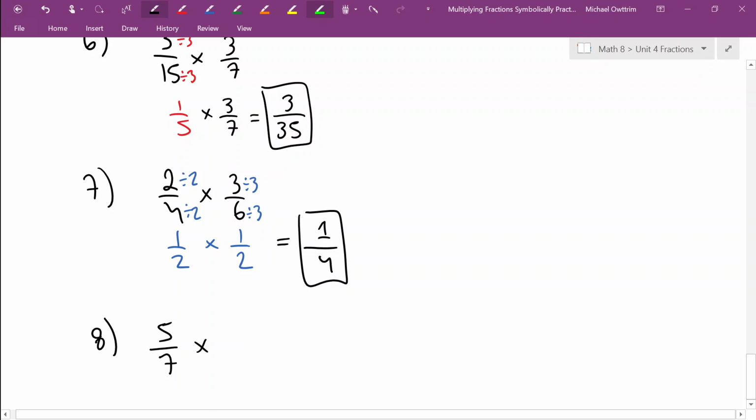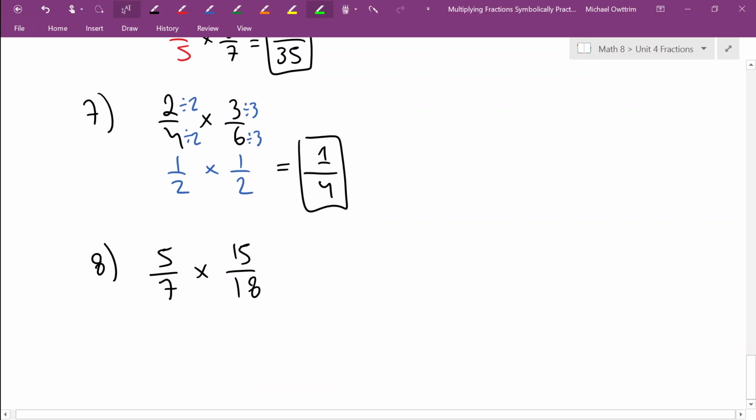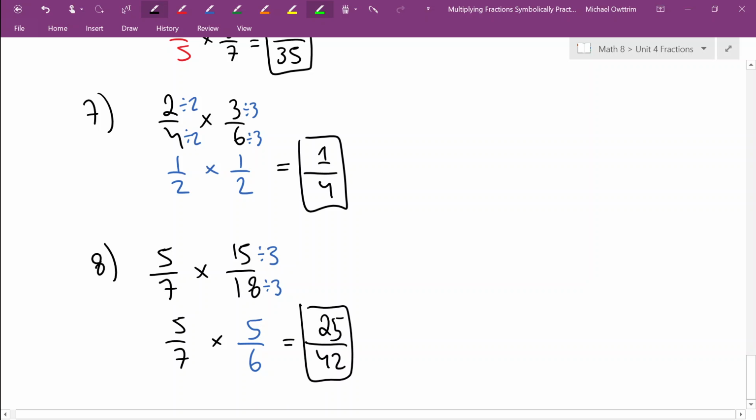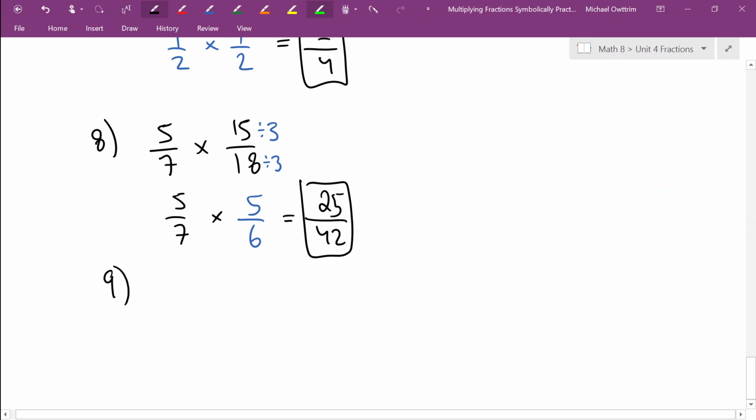5/7 times 15/18. We can simplify our second fraction by dividing by 3. That'll give us 5/6 there. 5 times 5 is 25. 7 times 6 is 42. No simplification possible.